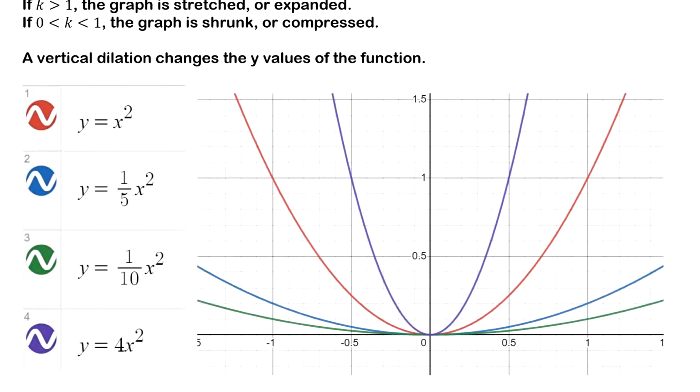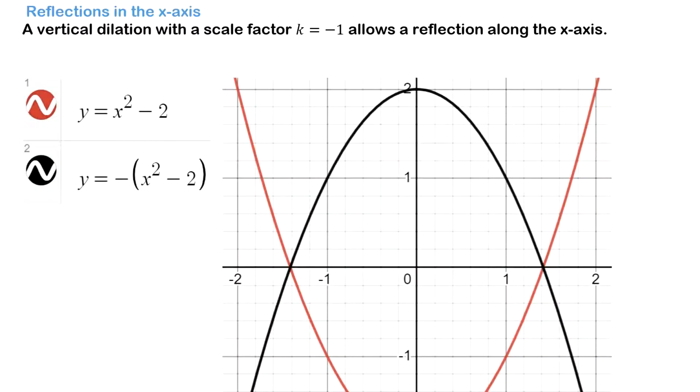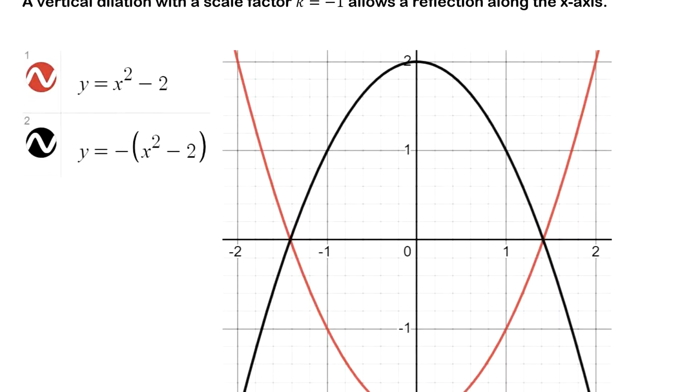On your screen, you can see an example of a parabola in red and some scale factors that have been applied to each one. As previously mentioned, a vertical dilation with a scale factor of -1 or a negative flips along the x-axis. Because we've made the scale factor -1, you can see that there is a reflection of x squared minus 2 on the x-axis.